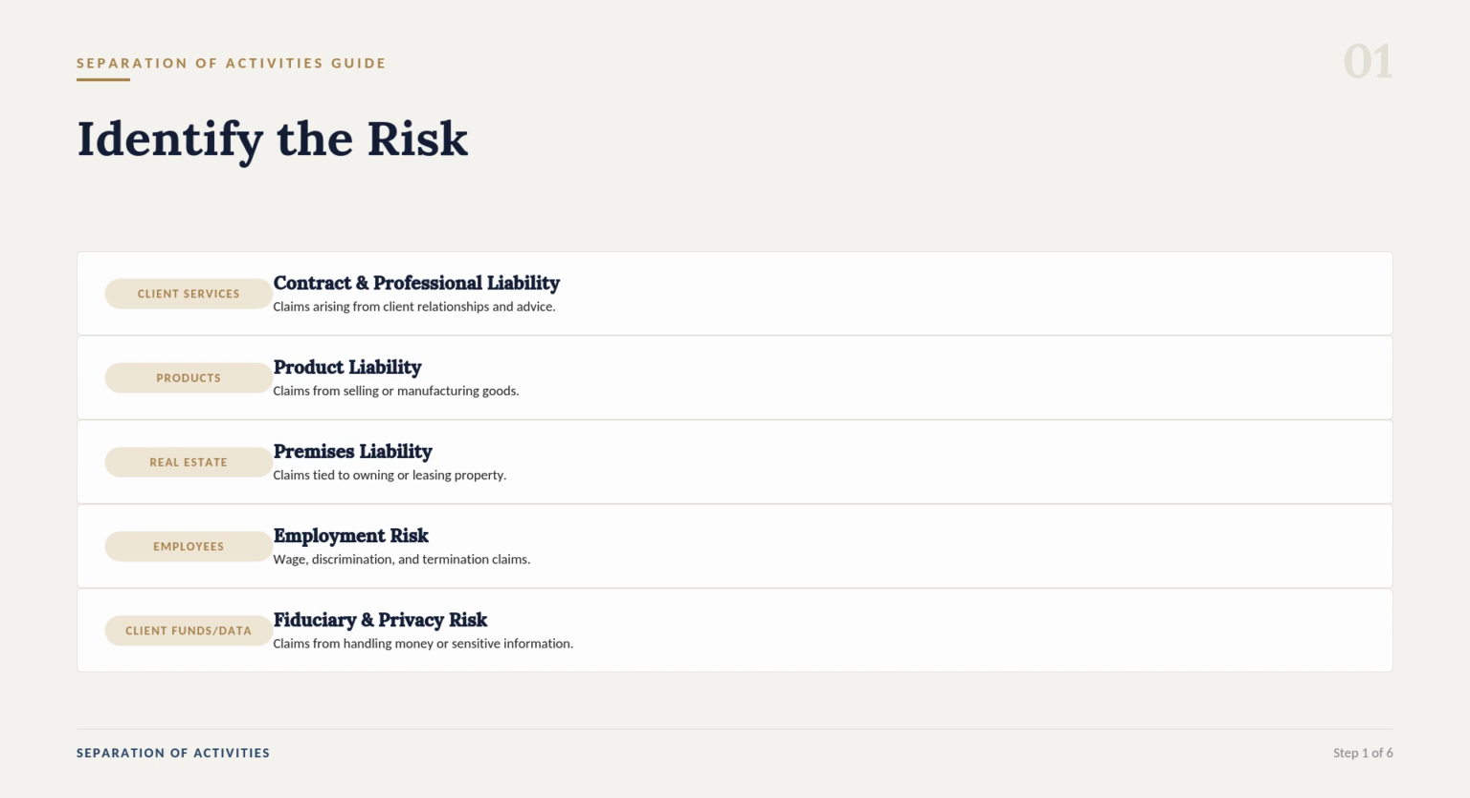When different parts of your business carry different risks, keeping them in one entity means a problem in any one of them can reach everything else you own. Step 1. Identify where your liability actually comes from.